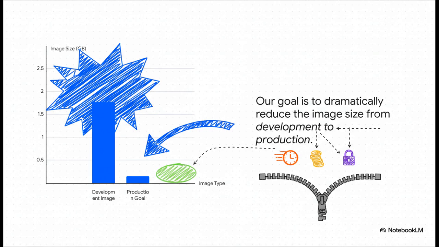And just look at this gap. We're starting with this massive 1.77 gig image, but where we want to be is this tiny 149 megabytes. Now, this difference isn't just about saving some disk space. It has a real impact on how fast you can deploy, how much you're paying for cloud storage, and your overall security posture. Our mission today is to close this gap.